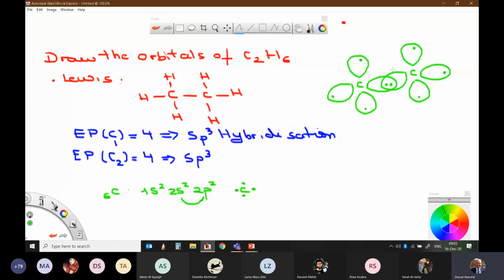In the first, this is sp3 orbitals, and this is sp3, and this sp3. So in red, this is the sp3 orbitals. So in red, in green, this is the sp3 orbitals.